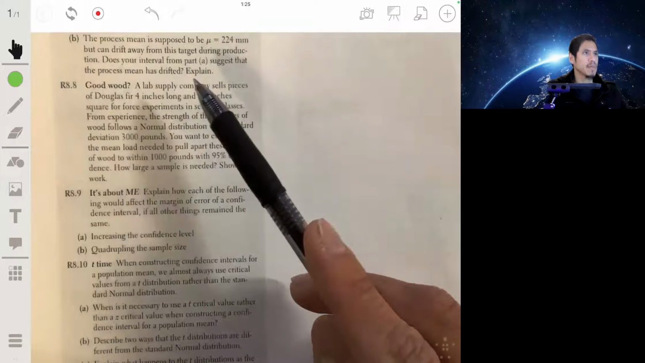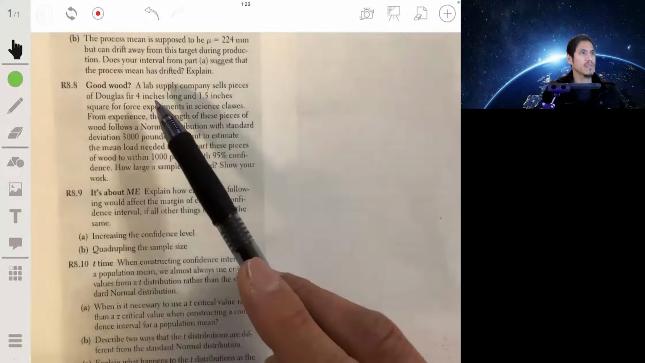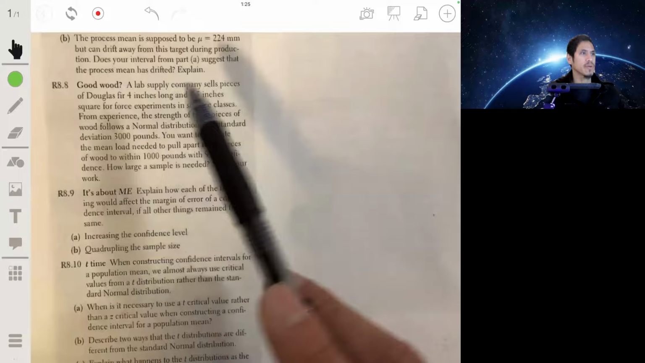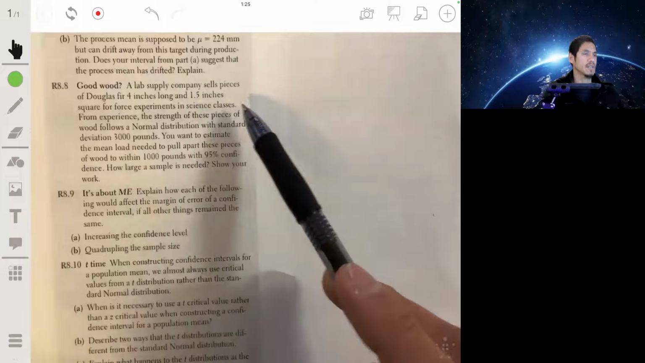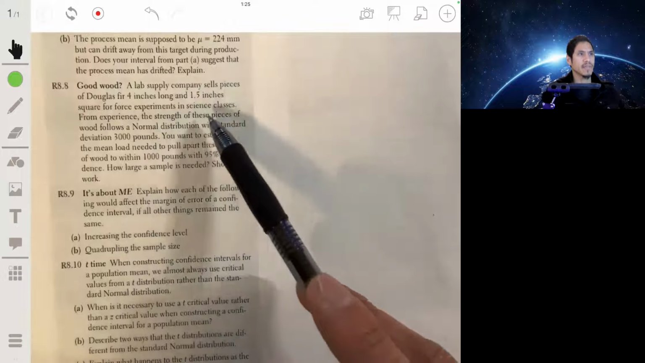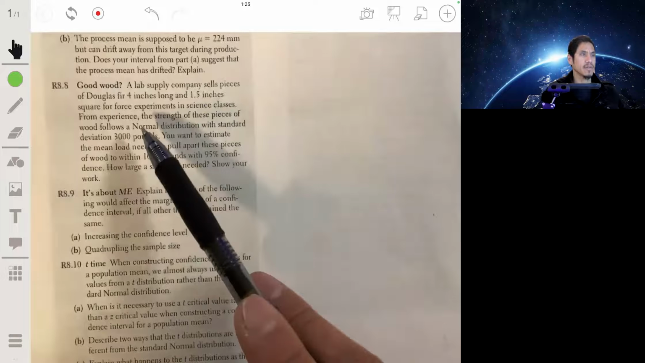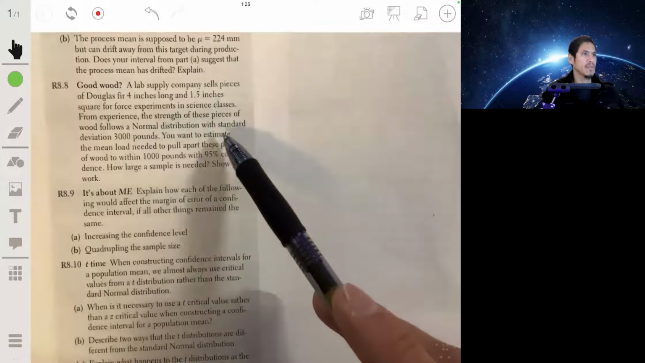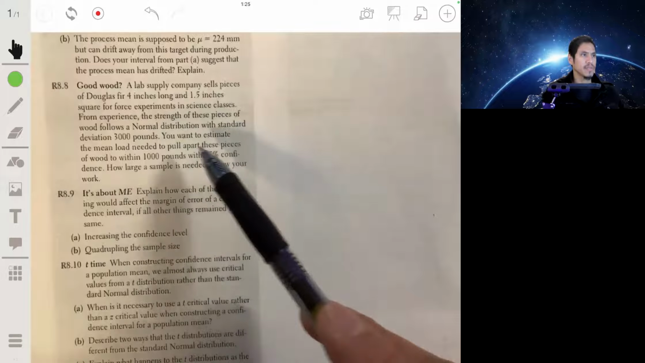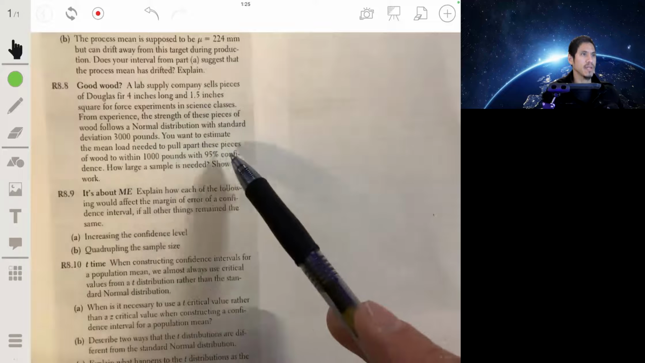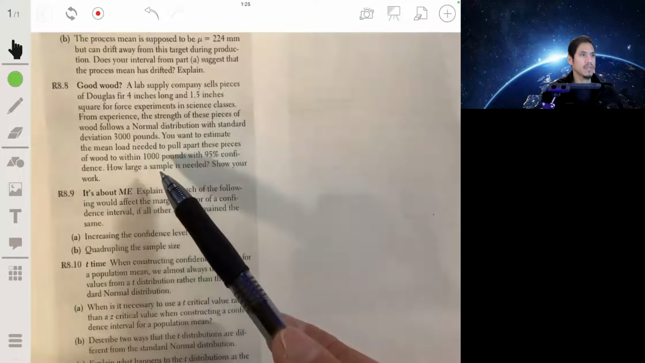Okay, so a lab supply company sells pieces of Douglas fir 4 inches long and 1.5 inches square for force experiments in science classes. From experience, the strength of these pieces of wood follows a normal distribution with standard deviation 3,000 pounds. We want to estimate the mean load needed to pull apart these pieces of wood to within 1,000 pounds with 95% confidence. How large a sample is needed?